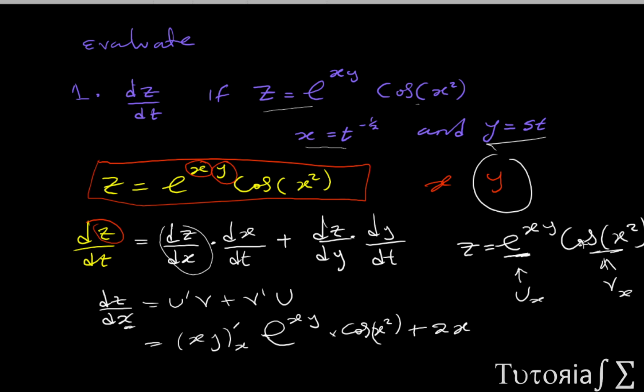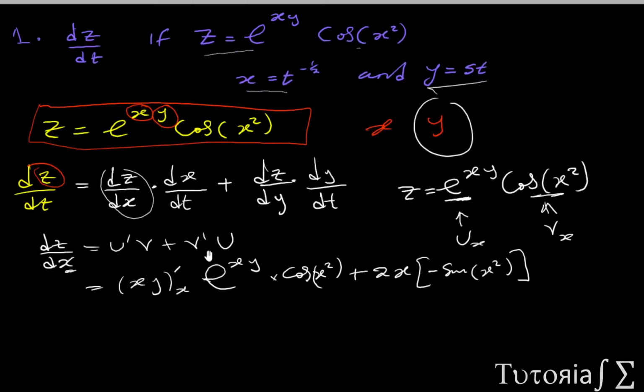Then you also differentiate cos. When you differentiate cos, that will be negative sine. Then you just write what is inside here, which is x squared. That is how you differentiate the cos function or the sine function. What you do is you differentiate the inside, so the derivative of the inside will be 2x. Then you differentiate cos, which is negative sine, then you write back what is inside. Then we'll write our u. Our u is e to the xy.